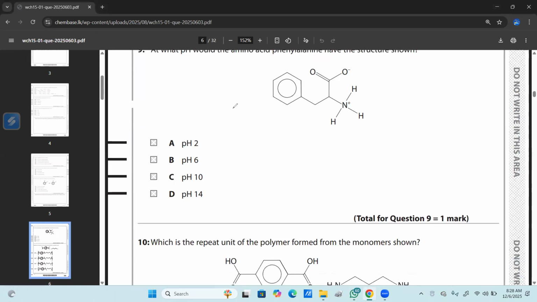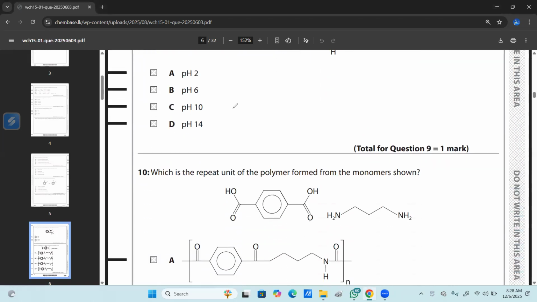There's a table that they have already given. You have to know the structures of the 4 amino acids, glycine, alanine, glutamic acid, and so on. Then you have to know the pH at the isoelectric point. Then we'll see the next one.